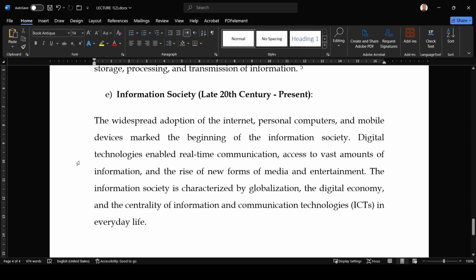E. Information Society, late 20th century, present. The widespread adoption of the Internet, personal computers, and mobile devices marked the beginning of the Information Society. Digital technologies enable real-time communication, access to vast amounts of information, and the rise of new forms of media and entertainment. The Information Society is characterized by globalization, the digital economy, and the centrality of information and communication technologies in everyday life.